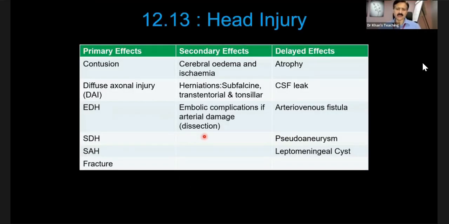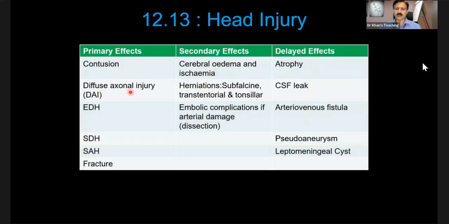Look at these secondary effects. Cerebral edema and ischemia, this is asked in the exam, and I'll come back to this. Herniations are important. Embolic complications, including arterial dissection, this is important. And long-term effects, particularly leptomeningeal cyst, this has come in the exam. I've also shown you arteriovenous fistula, dural AV fistulas before. This and this I'm not going to show you. Leptomeningeal cyst I have shown you, but maybe we will just revise it. I will come to this concept, and I will also come to this concept.